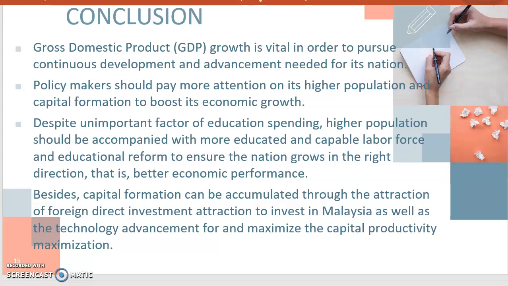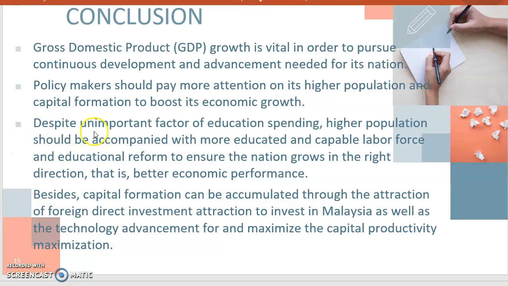aforementioned, GDP growth is vital in order to pursue continuous development and advancement for every nation. Thus, policymakers should pay more attention to its high population and also capital formation to boost its economic growth. Seen from the result that we have, population and capital formation, these two variables, are very important determinants that affect the real GDP.